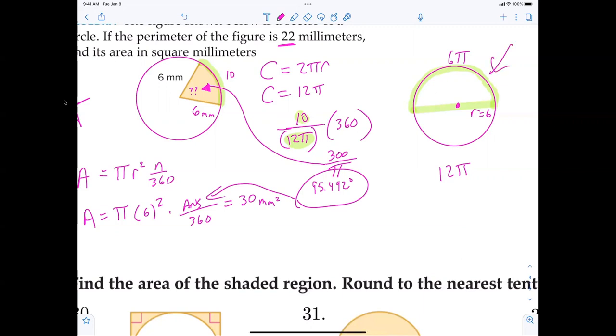Right. So now I said, okay, I know halfway around is 6 pi, correct? So do you understand what I'm saying now? So 6 pi out of 12 pi represents half of the circle. Do you agree? Yeah. And half of the circle is 180 degrees. So I knew that this was 180 degrees, right?